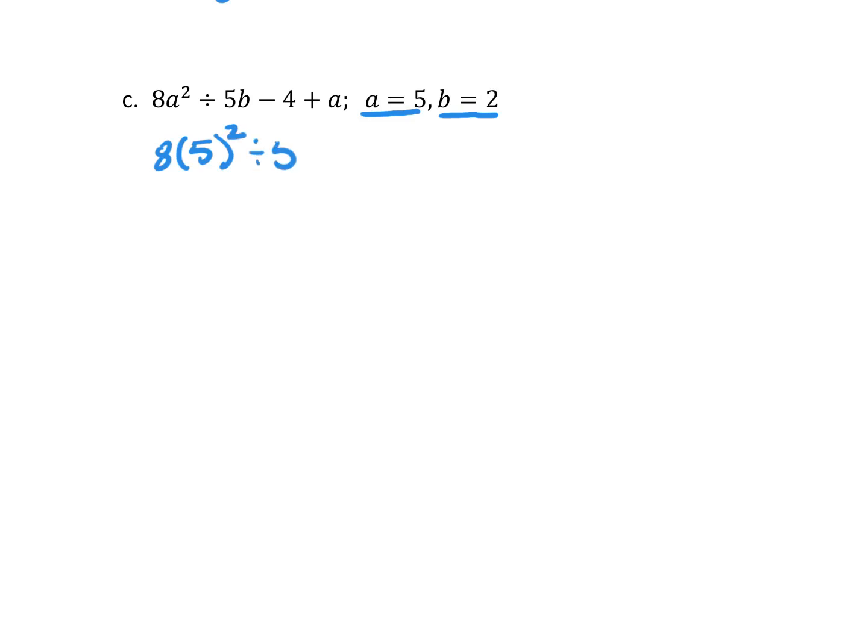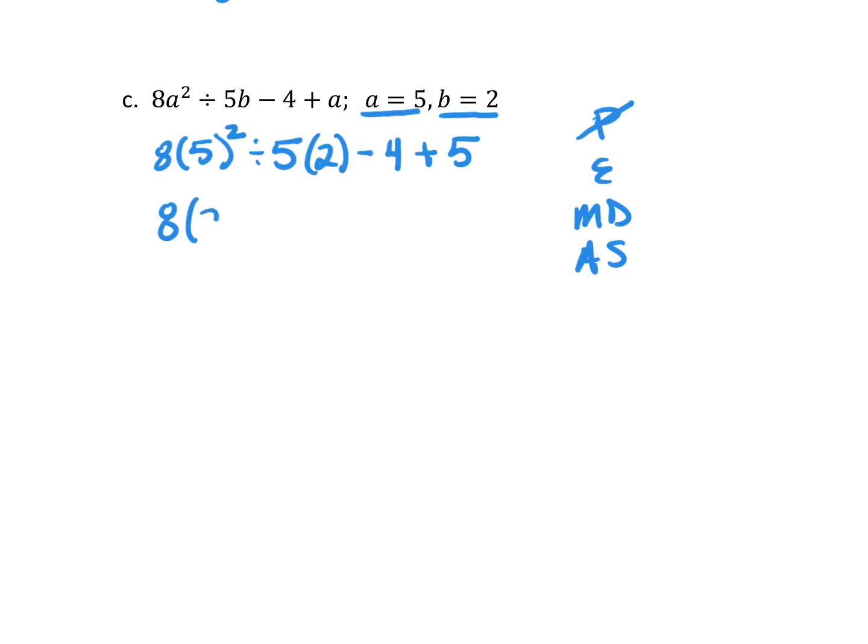divided by 5 times b. Here we have a b, so I want to replace it with a 2. Bring down our minus 4. And then it says plus a, and again we want to replace a with 5. From here we want to simplify using order of operations. And so I don't have anything that technically counts as parentheses, because there's nothing to simplify inside the parentheses. We do have an exponent, and so if we square 5, we get 25.